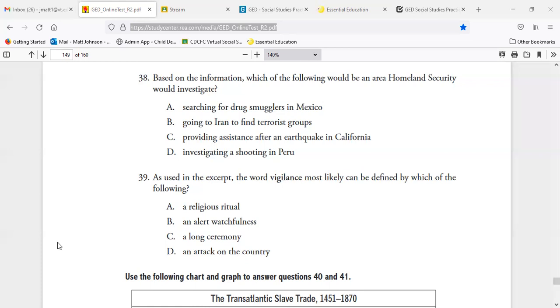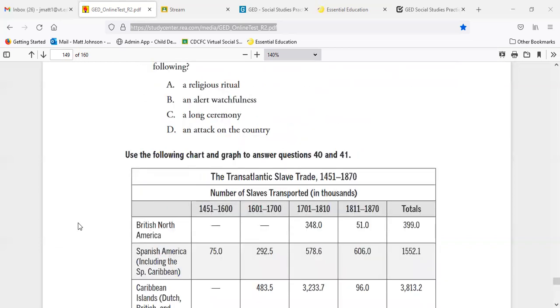Yeah, you're close, but it's more about an alert watchfulness in this context than seeking justice, I guess you could say. So yeah, 39 is B as in boy. But I mean, that's the right way to go about it. You're applying those context clues and stuff like that, but more about a watchfulness here.